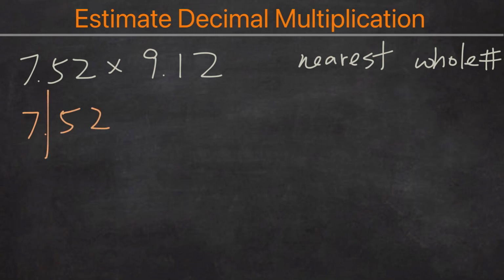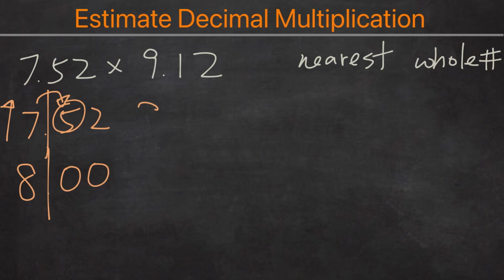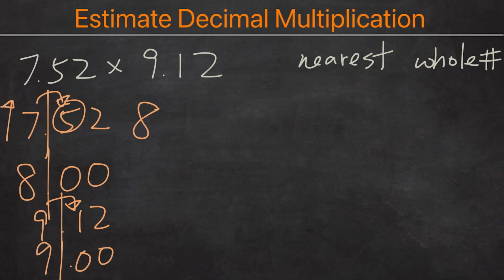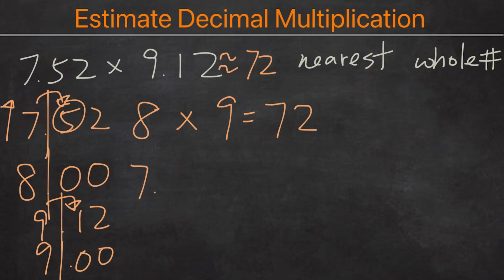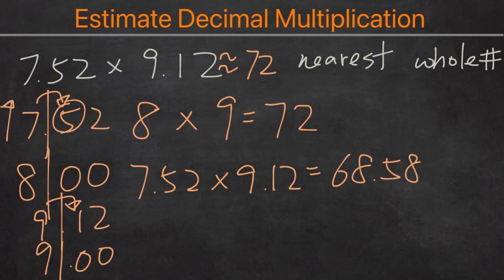7.52, rounding to the whole number, 5 or more, raise the score, raising 7 to 8. The rest turns to 0. So we have 8 as the first number. Then we have 9.12. 1 is 4 or less. Let it rest. So we're not doing anything here, leaving it 9. So that would be 8 times 9. So the approximate value in this case is 72. Now what about the exact answer? If we multiply together, the actual answer is 68.58. So we can see that we're not too far off, and our approximate is close, so 72 would be a good estimate for this example.